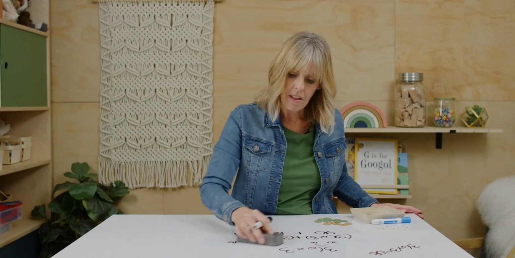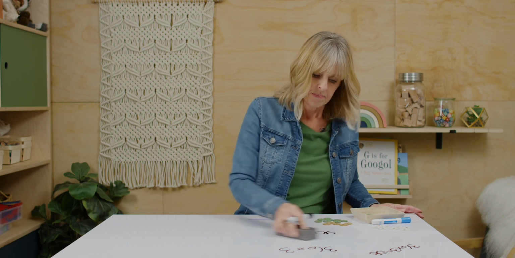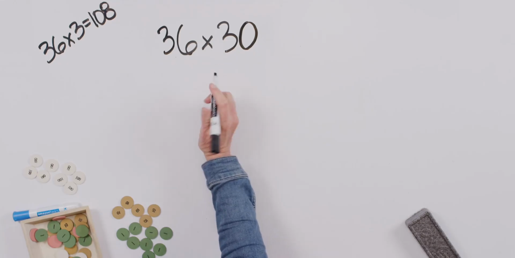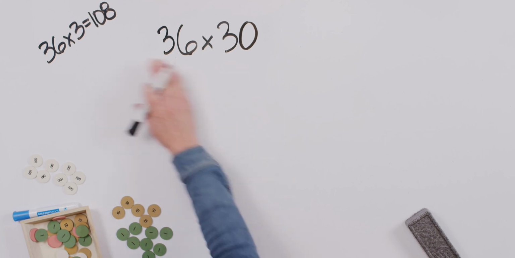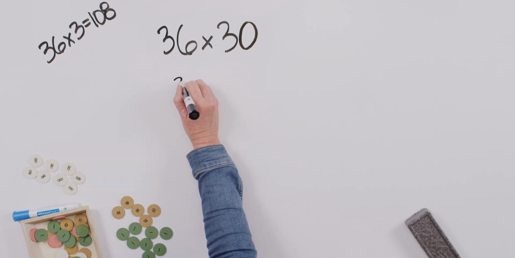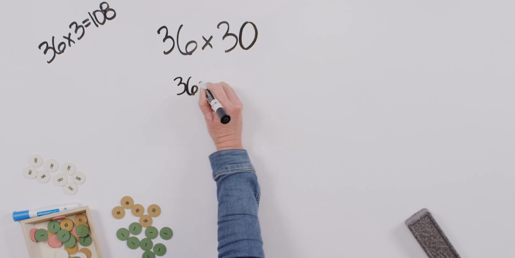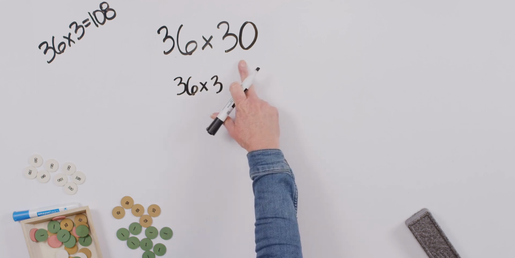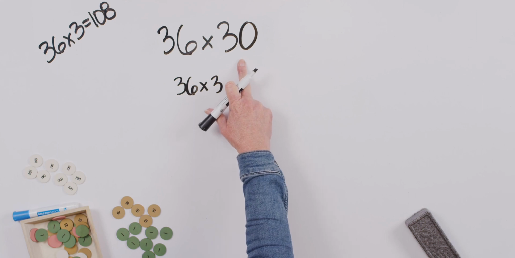So if I know that, how can that help me maybe with 36 times 30? Okay, how might I want to move those numbers around? So what I could do, since I know 36 times 3 is 108, I could do 36 times 3. But is it just 3? No, it's 3 tens, right?